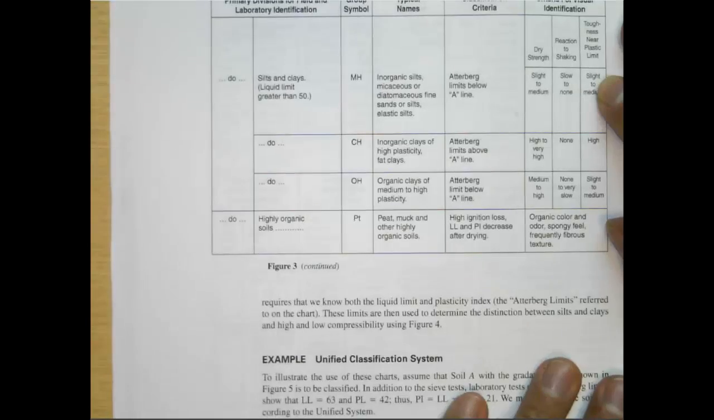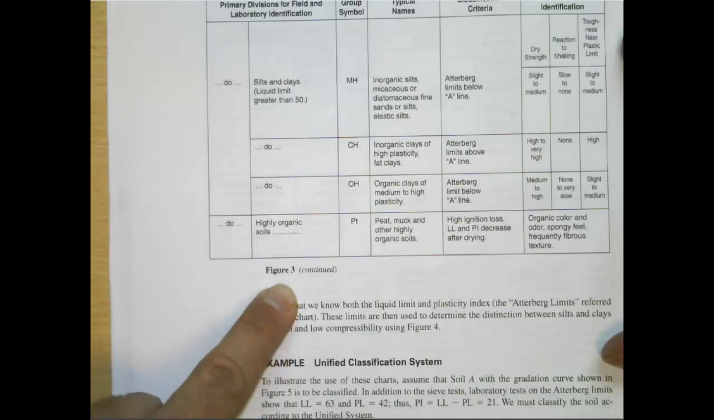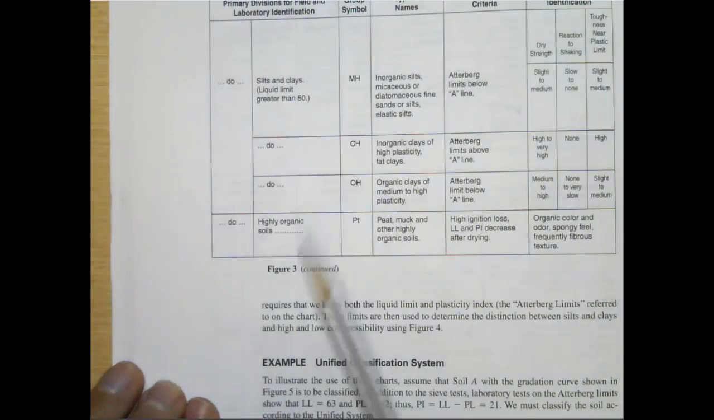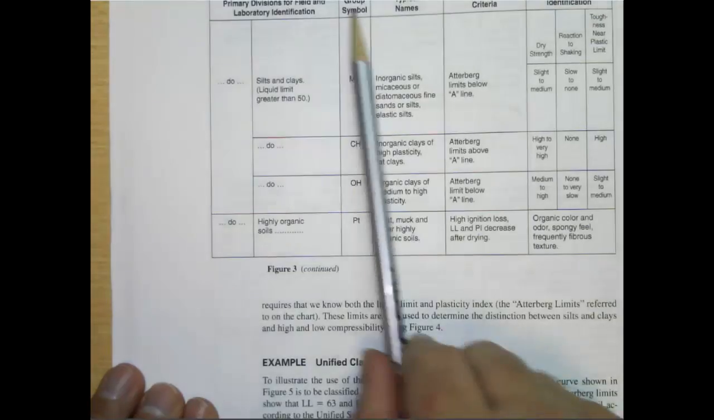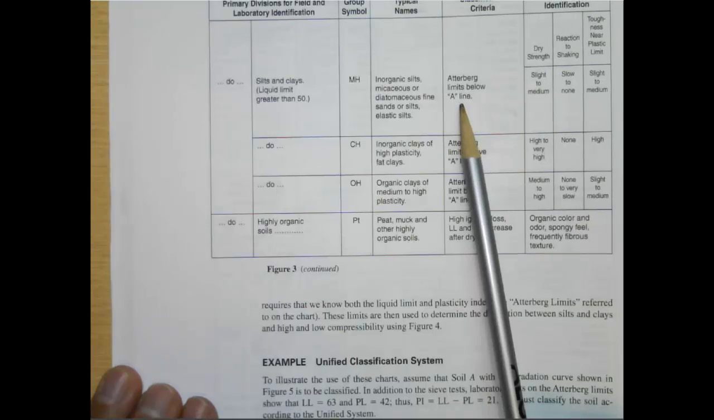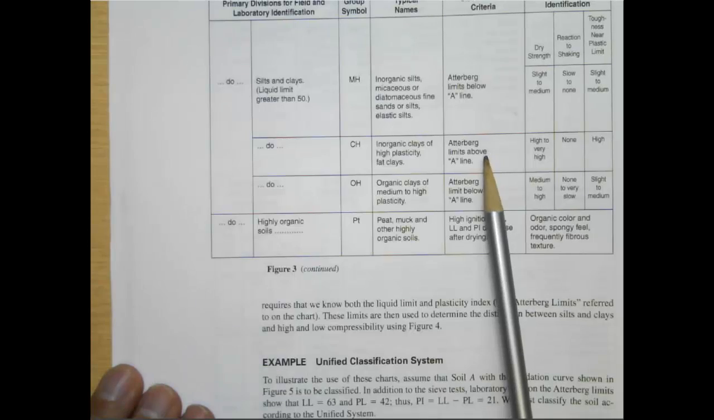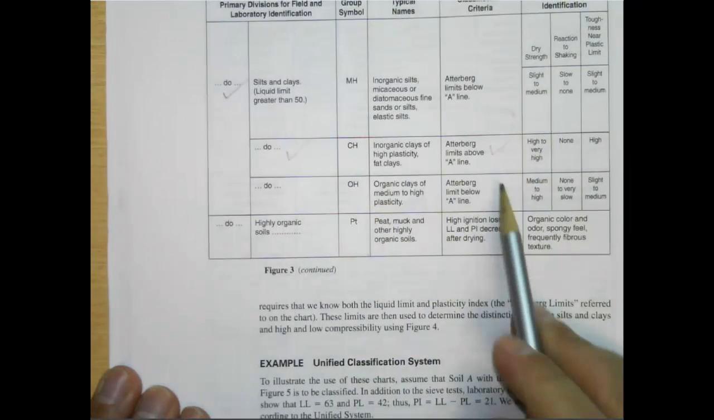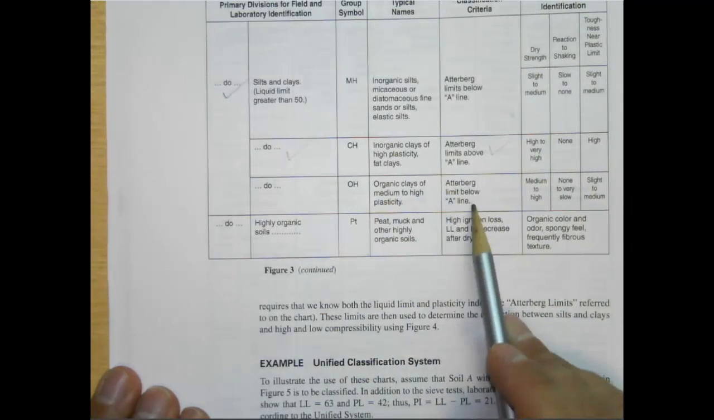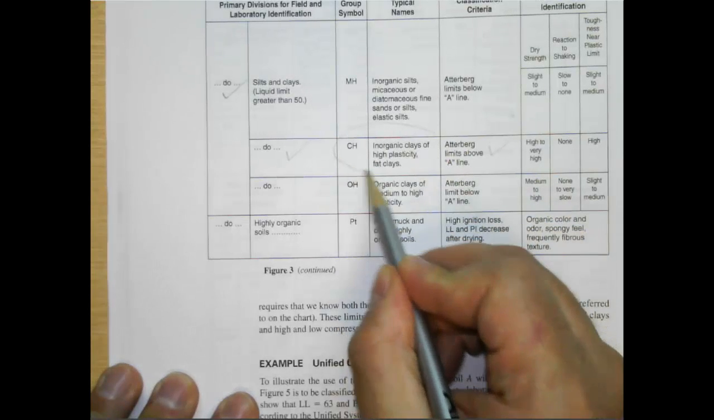So what I do now is I go back to this table, which is figure 3, page 22 of your textbook, and I go in this column here, because I've determined that it's already somewhere here. Atterberg limit below the A line. No, we saw that it was above the A line. Atterberg limit above the A line. Oh yeah, this is a possibility. Again, we know this is true, this is true. So that's a possibility. What about here? Atterberg limit below the A line. No.